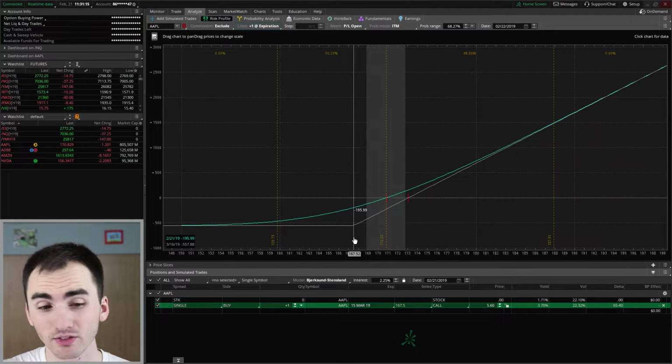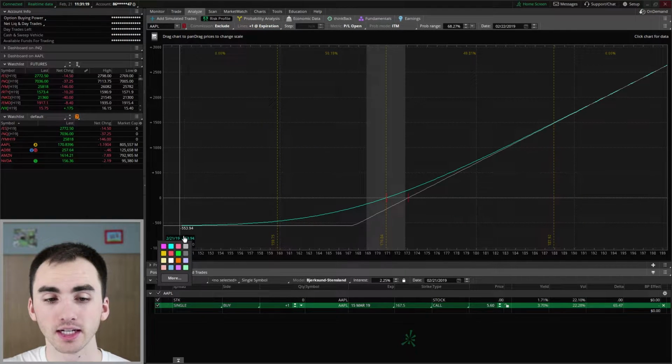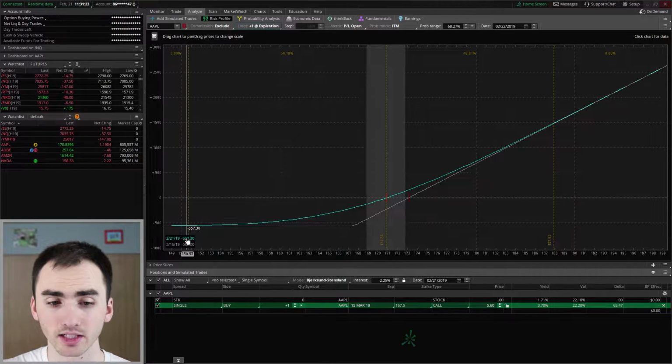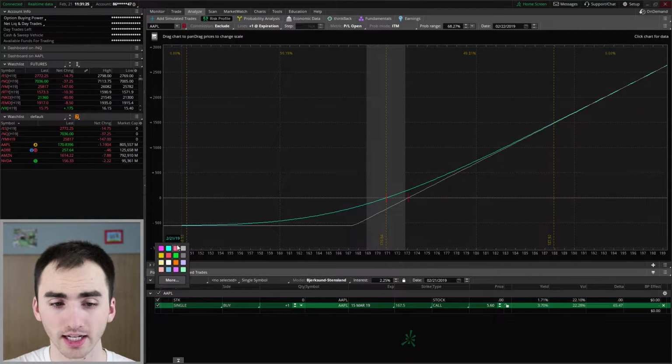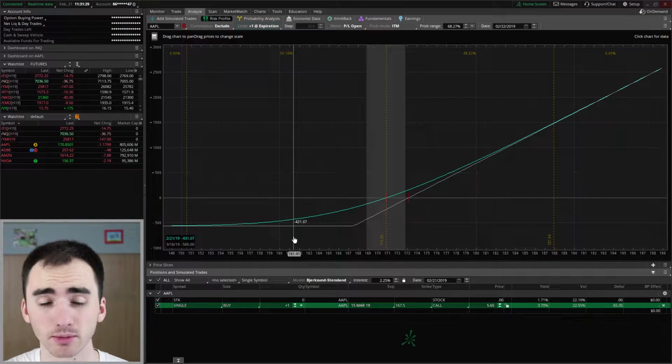One quick thing, if you don't like the color of your current lines, you can click over here and change the color of them. So just click on the date. I think clicking on the numbers doesn't actually work, and you can change the color of your lines so maybe you can see them a little better.